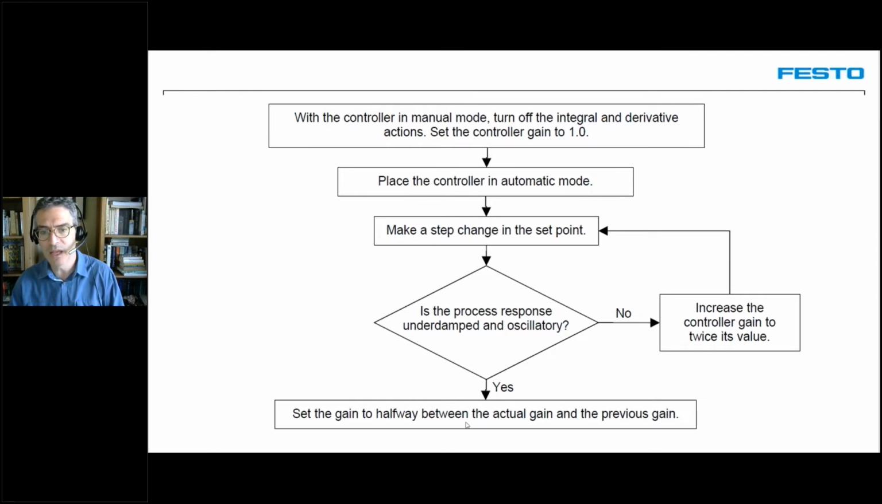Then we will set the gain halfway between the actual and the previous gain. So if at a value of 2 it was not oscillatory, and at a value of 4 it becomes oscillatory, then we will simply set the gain to 3. Okay, and this will be the value for our gain. And then we will do the same thing with the I parameter, and then the same thing with the D parameter.